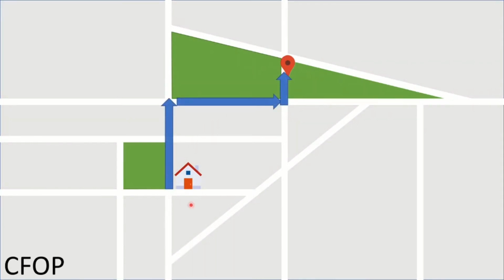CFOP would tell you the exact directions to go there, the shortest path you could take. Now let's take these blue arrows as an algorithm. So say you just finished F2L and you want to finish OLL. Depending on your case, CFOP would have an algorithm to get to OLL, the quickest path. So that's how CFOP would tell you.